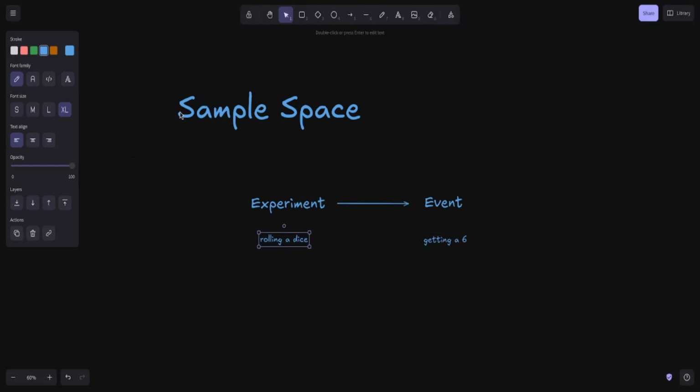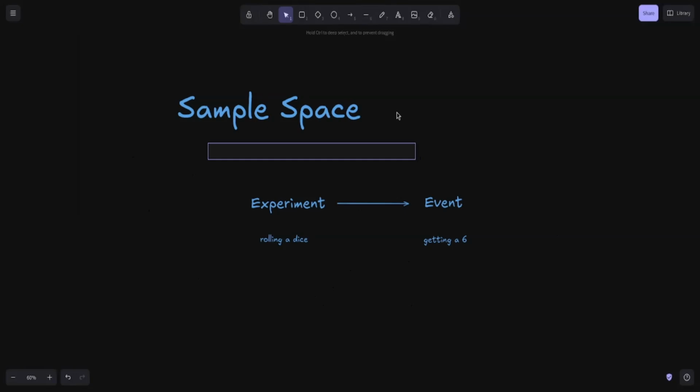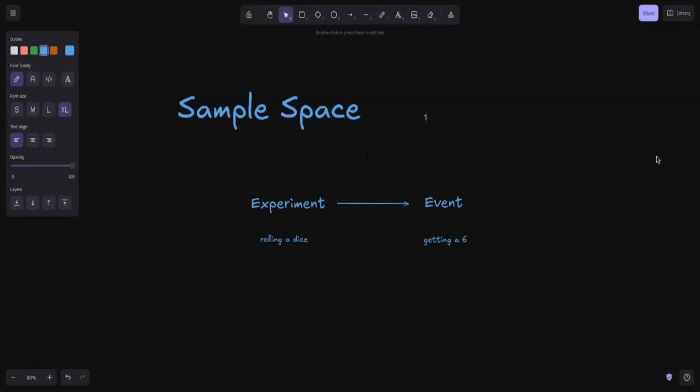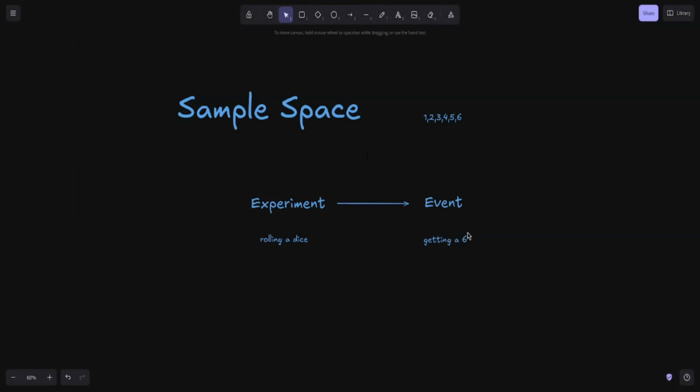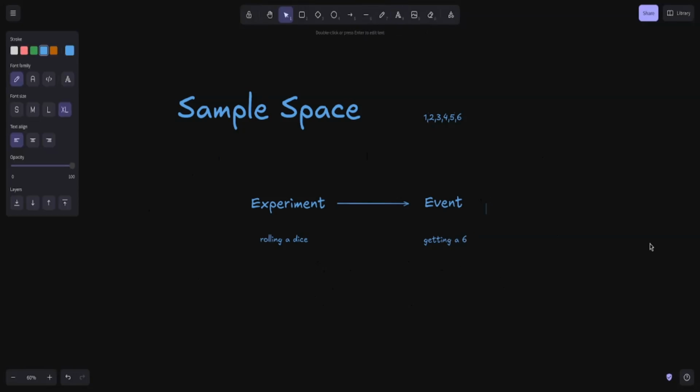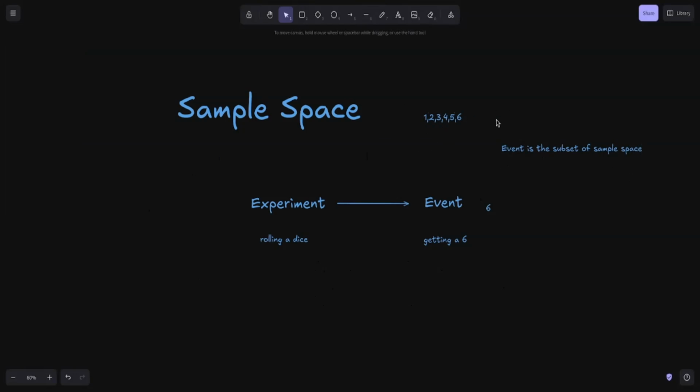My sample space is nothing but the total number of possible cases I can have while doing the experiment. So if I roll a dice, what are my possible outcomes? 1, 2, 3, 4, 5, 6. This is my sample space. Then the event, getting a 6, would be just 6, right? So you can notice that the event is a subset of the sample space. It's very simple to understand: the sample space is all my cases, and the event is a specific case of the experiment.